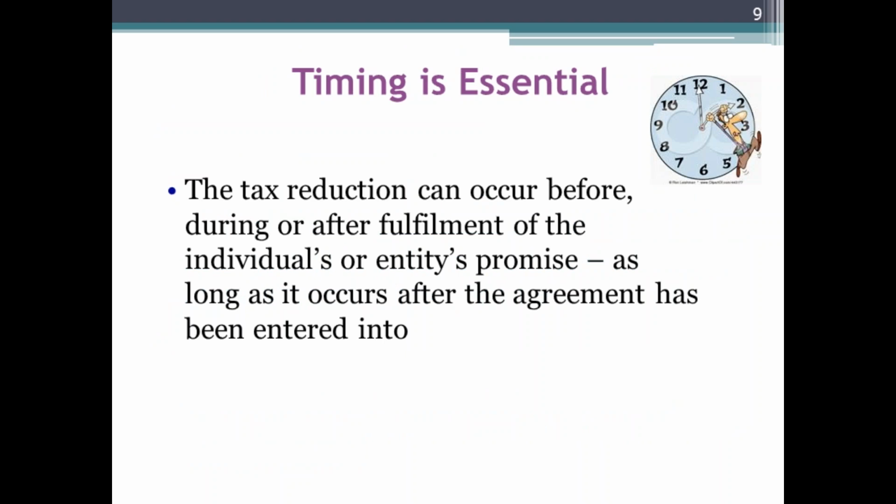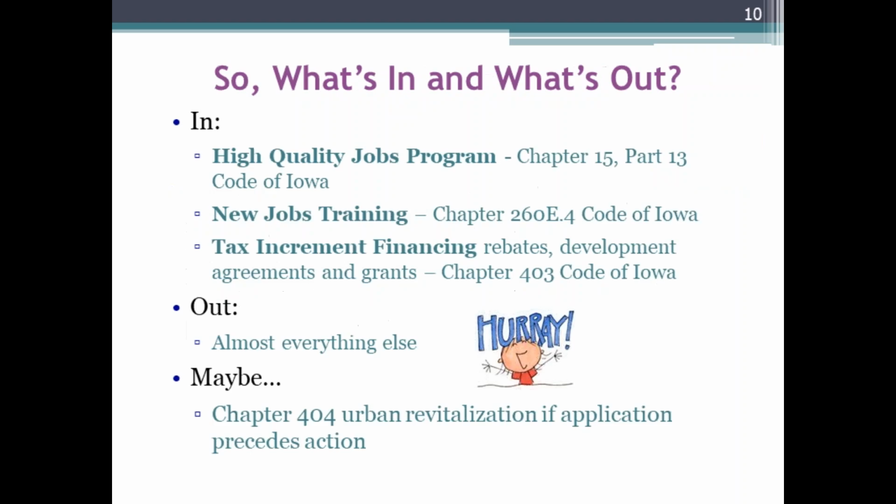This last one on the definition is just that timing is essential. When the tax reduction happens doesn't matter so much as when the agreement is entered into. So it has to be something that's entered into before the entity takes their action, as I've said. So what's in and what's out?